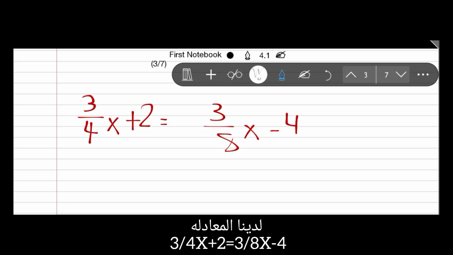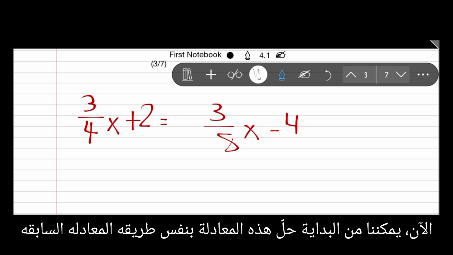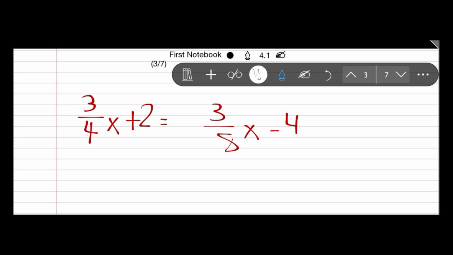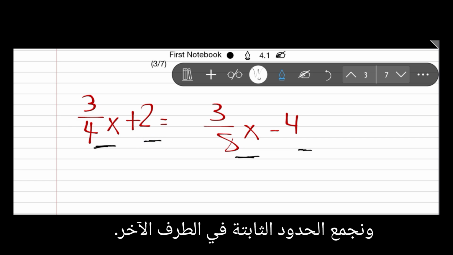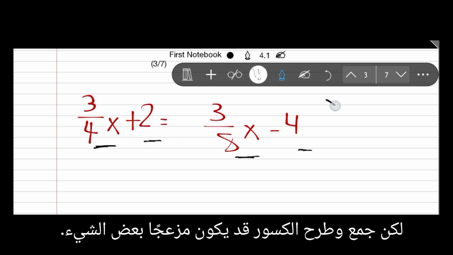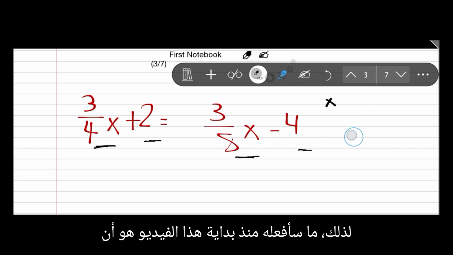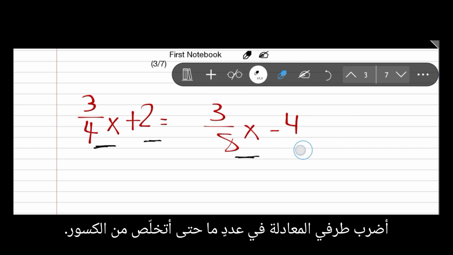We have the equation 3 over 4x plus 2 is equal to 3 over 8x minus 4. Now, we could just, right from the get-go, solve this the way we solved everything else, group the x terms maybe on the left-hand side, group the constant terms on the right-hand side. But adding and subtracting fractions are messy. So what I'm going to do right from the start of this video is multiply both sides of this equation by some number so I can get rid of the fractions.